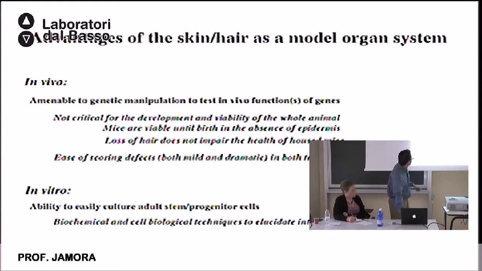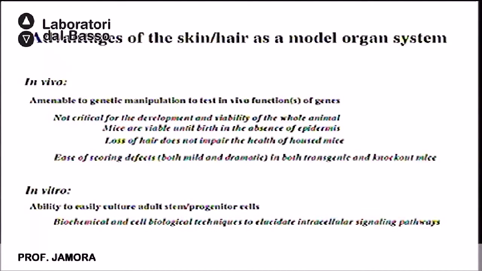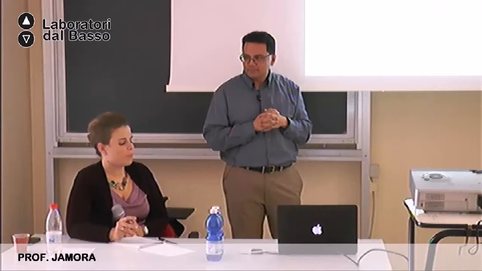In vitro, as I mentioned before, it's easy to culture the adult stem cells or progenitor cells. And as I mentioned, they maintain their stemness in vitro because you could put them back in an animal and they still would behave as stem cells. And this allows you to do the biochemical and cell biology techniques to elucidate the intracellular signaling pathways that guide morphogenesis.